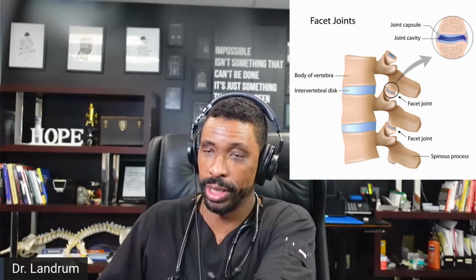Today's topic is synovial cysts and what exactly are they? So synovial cysts are collections of fluid that form within the context of the spine. And they're traditionally associated with something that's called a facet joint. And so that facet joint is as follows.